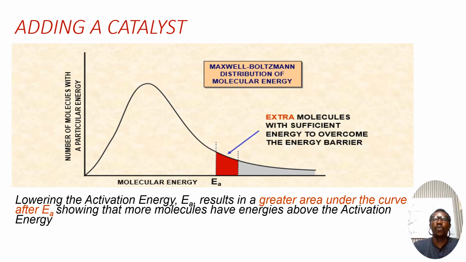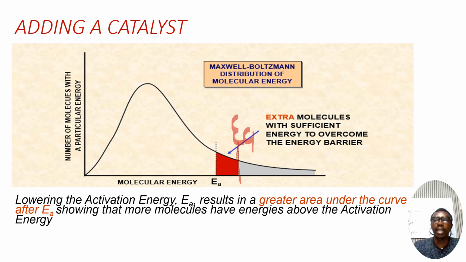So I want to look at the effect of a catalyst on the rate of chemical reaction using the Boltzmann distribution of molecular energy, the Boltzmann distribution curve. If you look at the graph before us, this is where we have the activation energy. So we want to see the effect of activation energy. This is the activation energy for the uncatalyzed reaction, when the reaction has not been catalyzed. So extra molecules need energy to overcome the energy barrier.